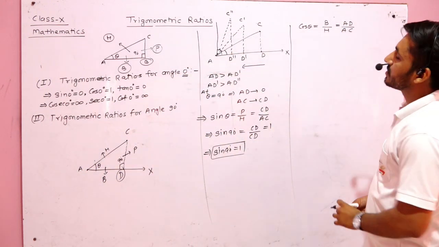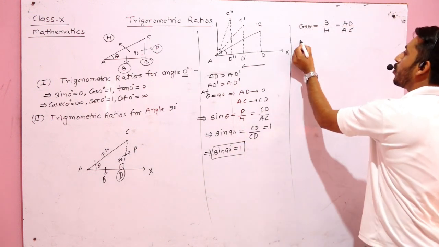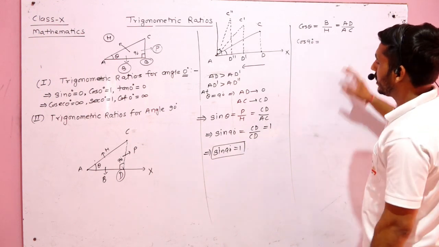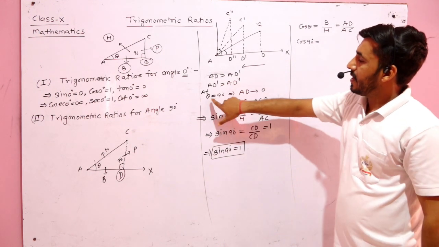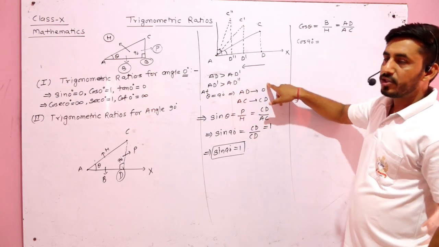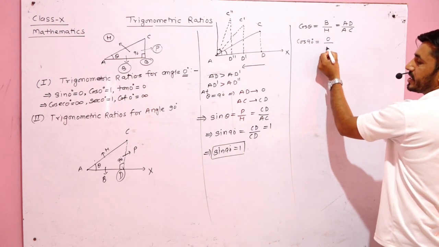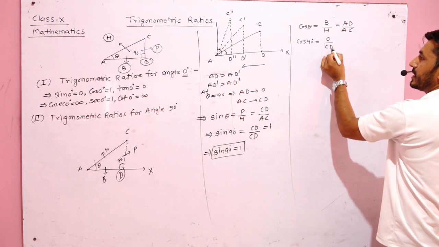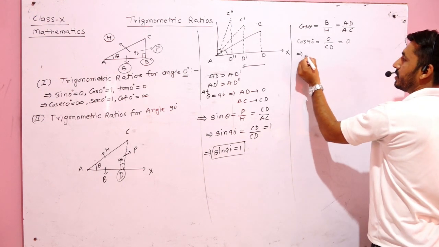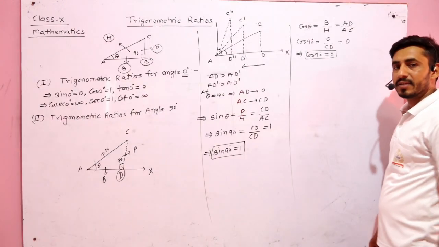If I am making the value of theta equal to 90 degree, then cos 90 will be, first see, if I am taking theta equal to 90 degree, then AD is moving towards 0. It means the value of AD is equal to 0 upon AC. And what is AC? It is CD. Then the obtained value will be 0. In this condition cos 90 degree is 0, this is the second condition.